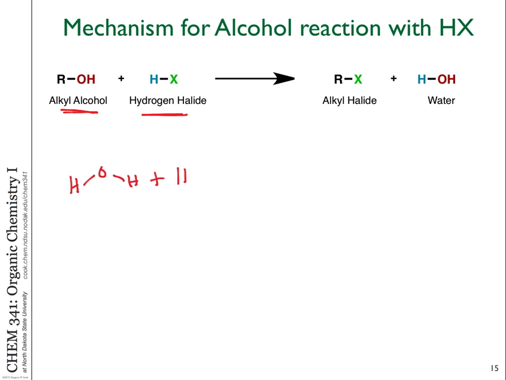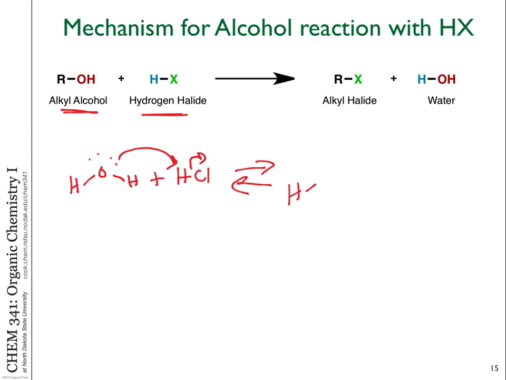H2O plus HCl. What happens when you dissolve HCl in water? Ions are formed. Ions are formed by what process? What's happening? It's an acid-base reaction, right? You have water being a base, and HCl, the proton of HCl, is the acid.